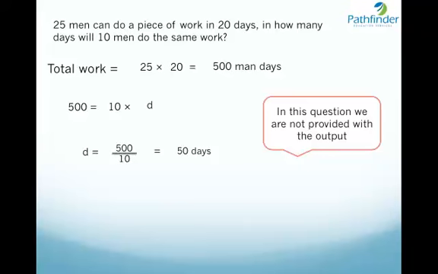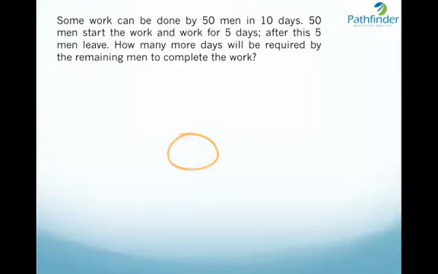The essence of solving this equation is we equated the man days. The man days required to complete the job are the same. So 500 is the required man days, and even if 10 men complete the work, they will have to have the same man days. So 10 multiplied by D must be equal to 500, and D is equal to 500 by 10, that yields 50 as your answer. Let us solve another question.